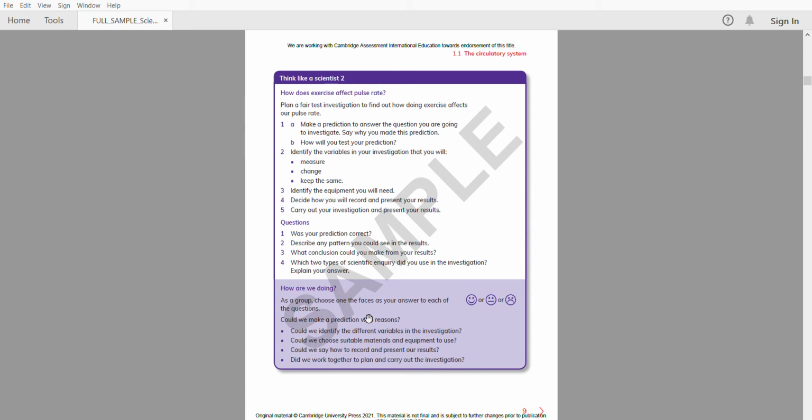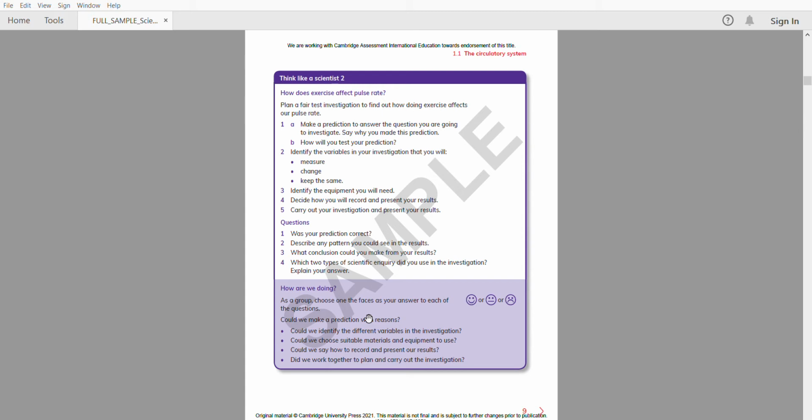So we started the week doing the activity on page 9 of the learner's book, Think Like a Scientist, where we develop our fair testing skills. Once again, I explained to you that when you are doing a fair test investigation, it is very important that you analyze the scientific question. In this activity, the scientific question is, how does exercise affect pulse rate?